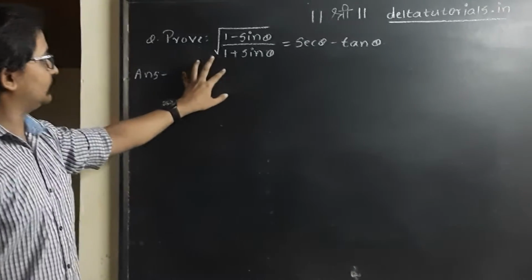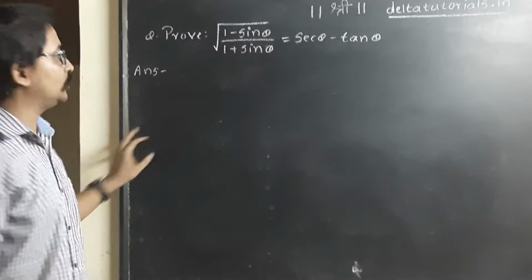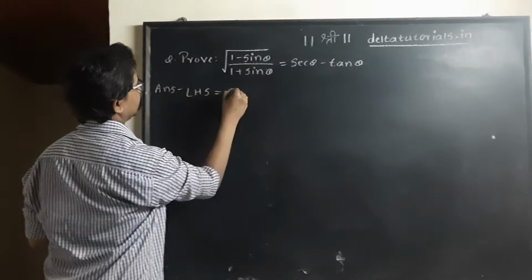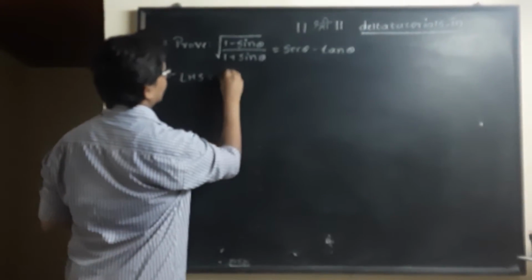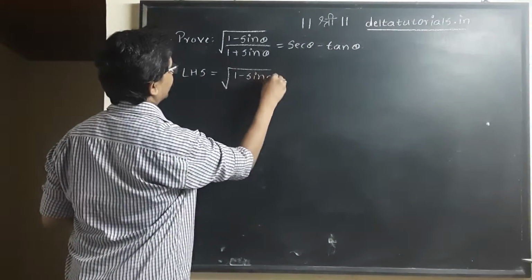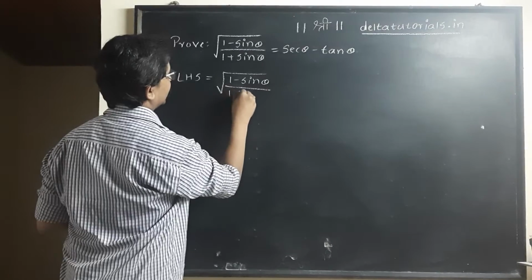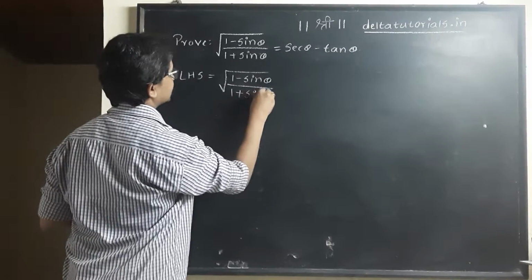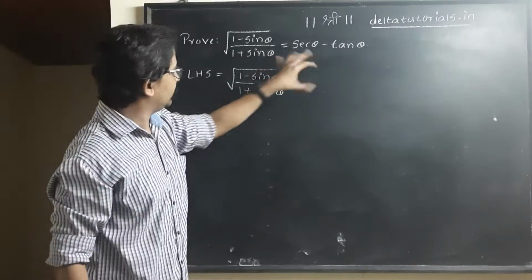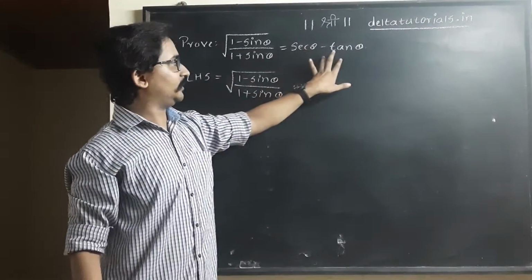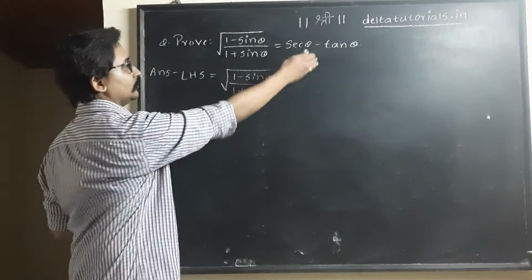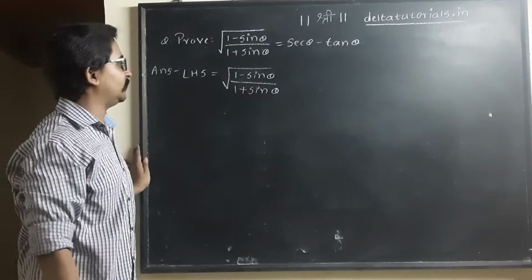Here we are going to start with the left hand side of the problem. So let's write it down first. LHS equal to, under the square root, 1 minus sine theta upon 1 plus sine theta. And from this left hand side we have to prove that this side is equal to sec theta minus tan theta. So let's see how we can reach up to this sec theta minus tan theta.